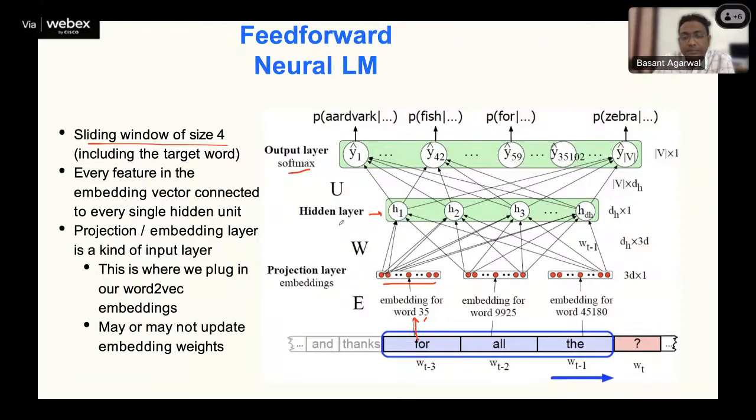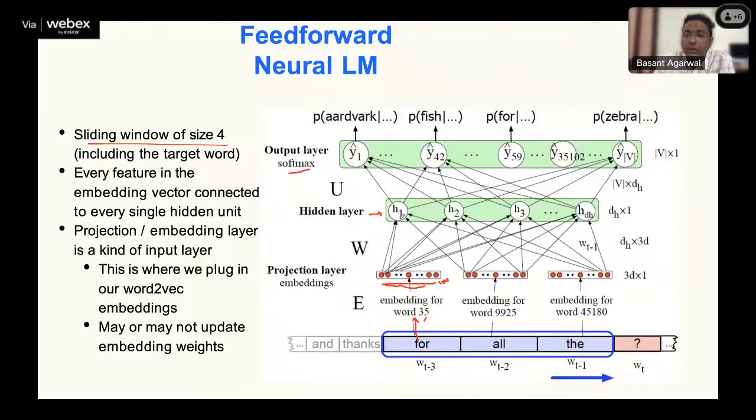Each feature in this embedding vector is connected to all the hidden units. For example, if the embedding dimension is 100, all these 100 nodes will be connected to all the hidden units.